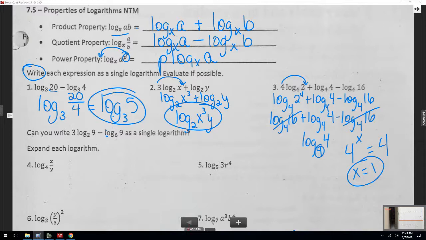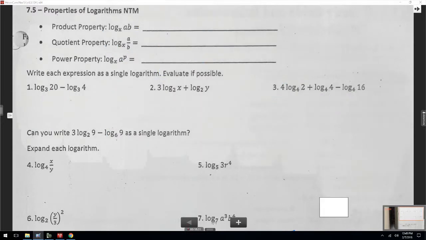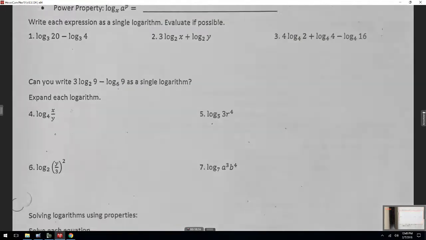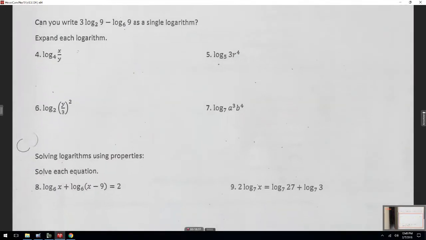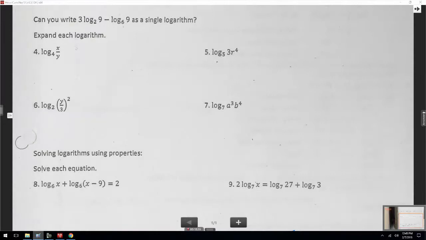Here we go. Same thing. How many logarithms do they give you? They give you 1 logarithm on number 4. But before that, let's answer this question. Can you write 3 log base 2 of 9 minus log base 6 of 9 as a single logarithm? No. Why? Because they're not the same base. Just like that problem on your test. They were not the same base, right? So no solution, or you could have written prime, or you could have written not possible. Any of that stuff I would have taken, okay?